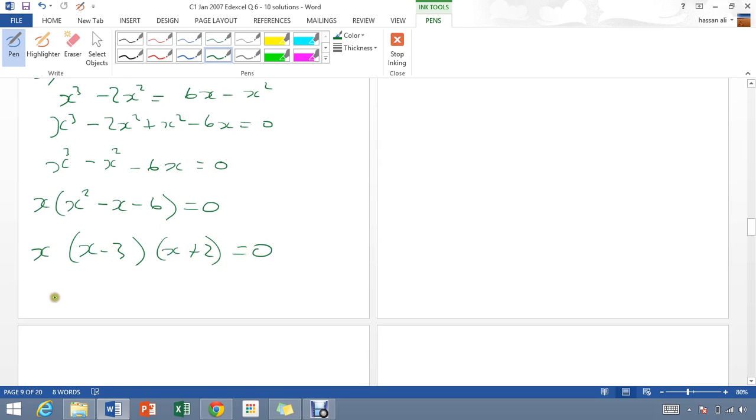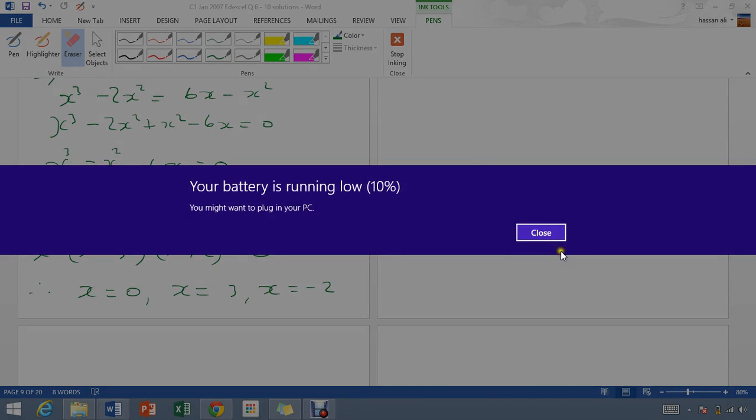So therefore your values will be x equals 0, or x equals 3, and x equals minus 2. Now you shouldn't have to do that. I'll just take any of the brackets, make sure you show it. I'm just taking those brackets. x minus 3 equals 0, so x will equal 3.